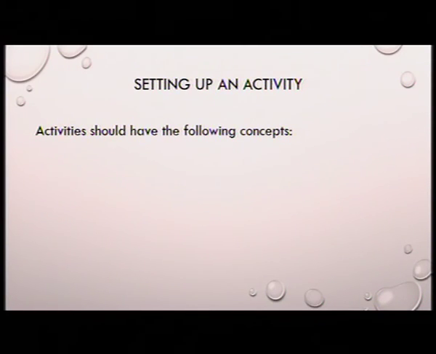Now, activities should have the following concept. Now, let's look at the activities. We first look at the activity. What are the major things? In your activity, there must be these following things. If your activity does not have these things, then it doesn't reach the goal or what is intended.